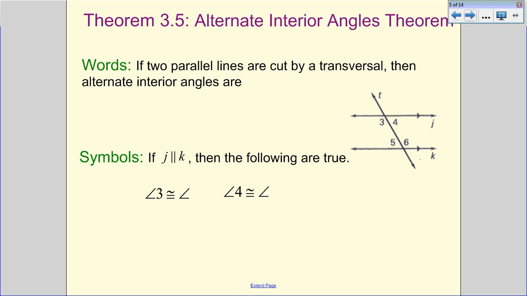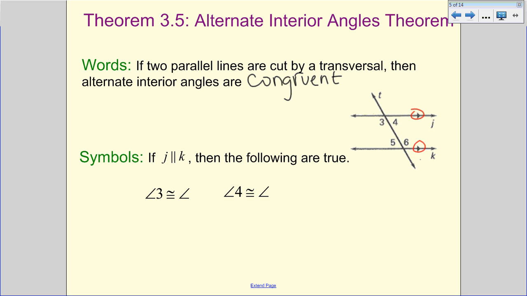All right, theorem 3.5. Once again, we're not measuring theorem or memorizing theorems, but what we are going to do is take a look at what the alternate interior angles theorem says. And so it says if two parallel lines are cut by a transversal, then the alternate interior angles are congruent. We have a lot of congruent angles in here.